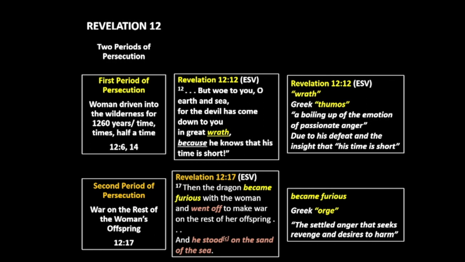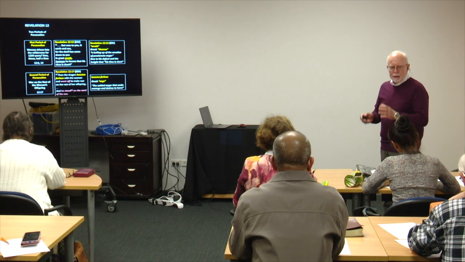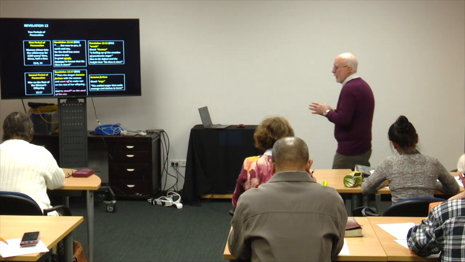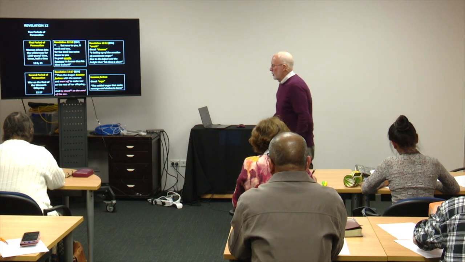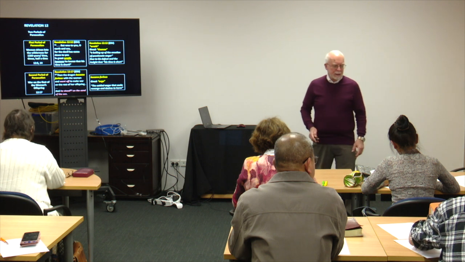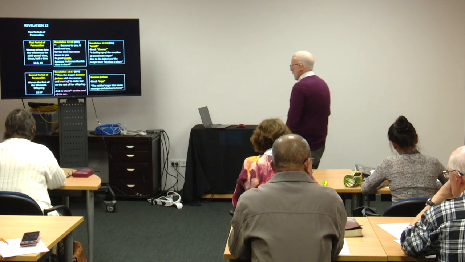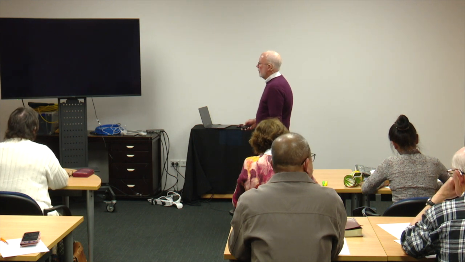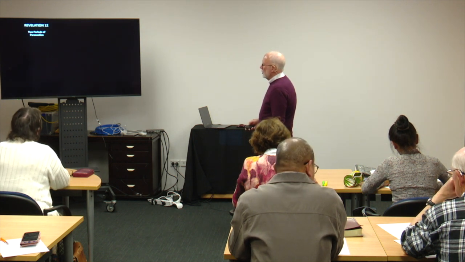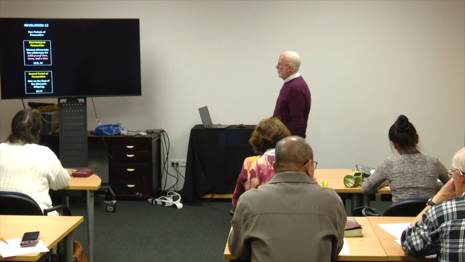There's two periods, two great periods of persecution, two great attempts where the devil throws everything into the field in order to destroy God's church. First time he fails. And so he's got nothing left now, but in this settled attitude of fury and anger, he now turns his attention on the remnant at the end and seeks to carry out revenge and harm them. And so that's Revelation chapter 12, the two periods of persecution.